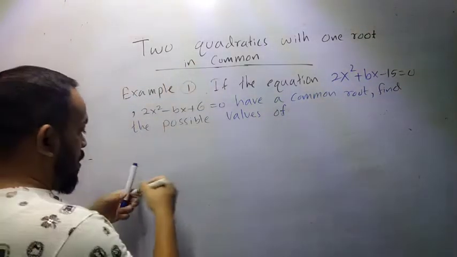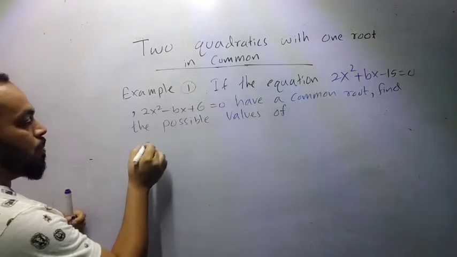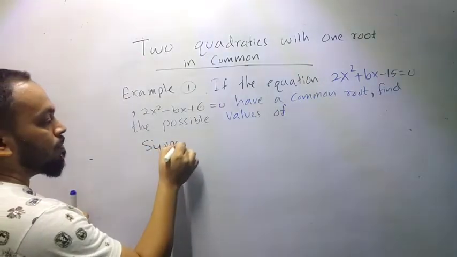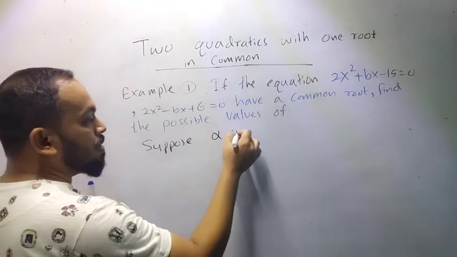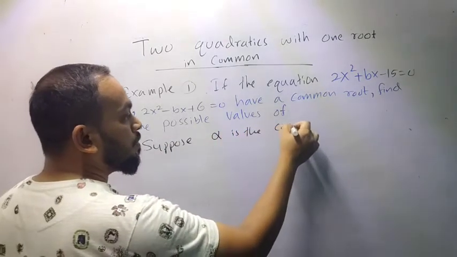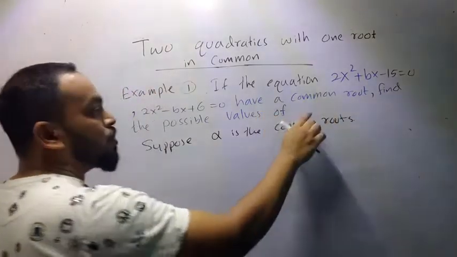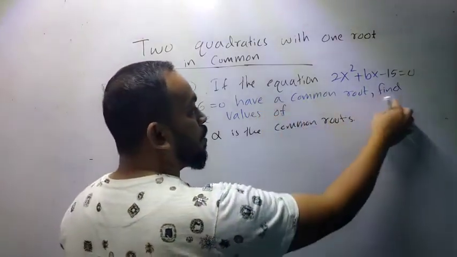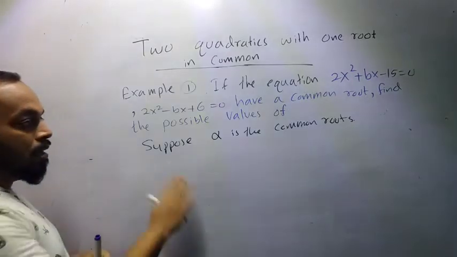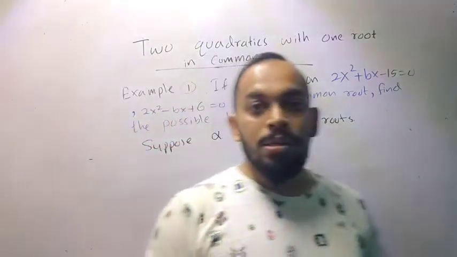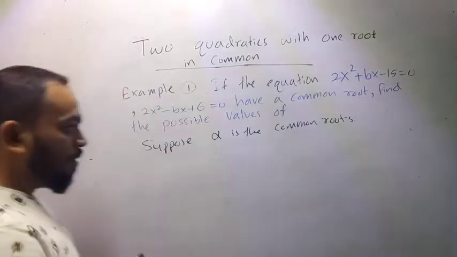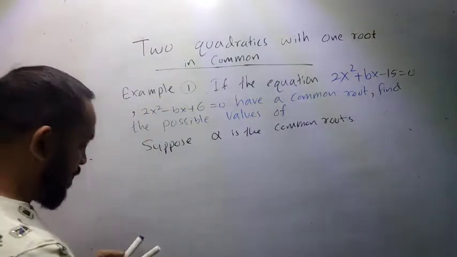So I'm going to start this one. Suppose alpha is the common root. If they mention the common root is alpha, then take it. Otherwise, you can take the common root as alpha. That's totally up to you. Or beta or gamma, whatever it is.